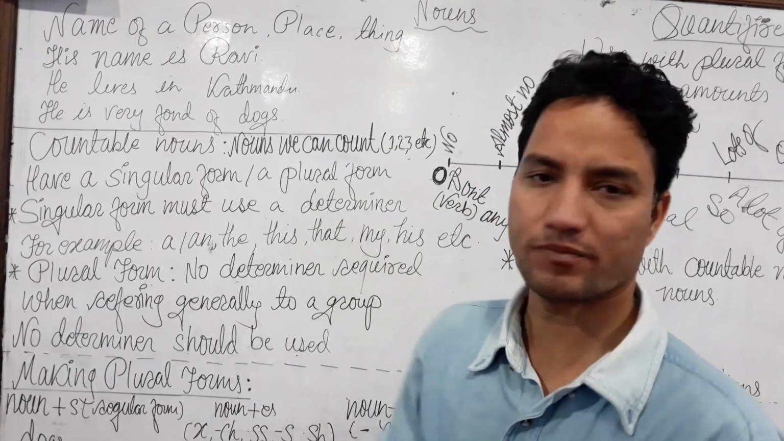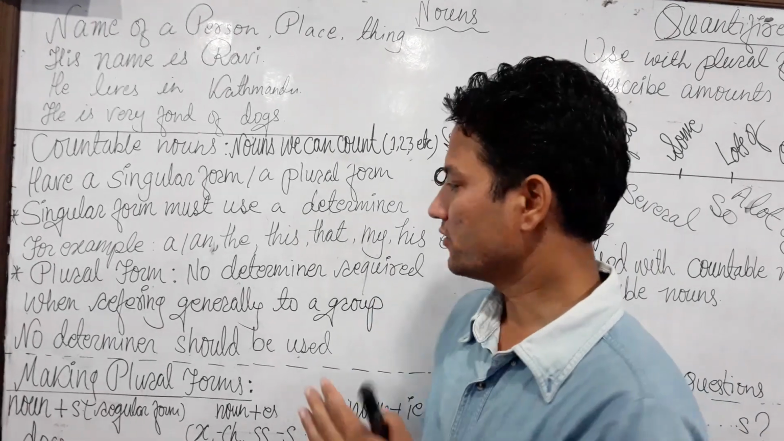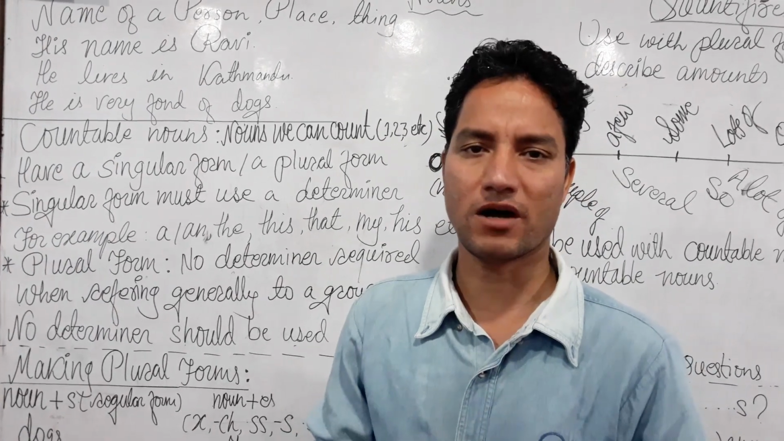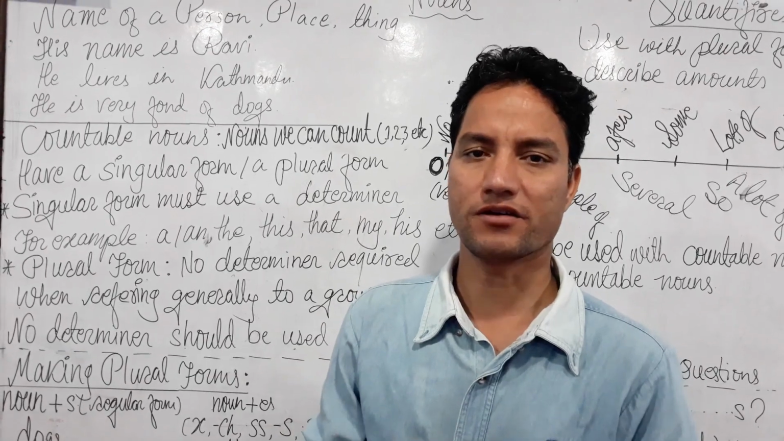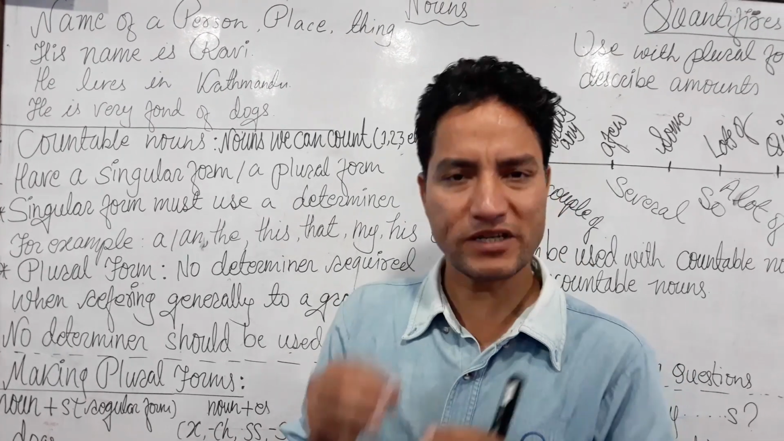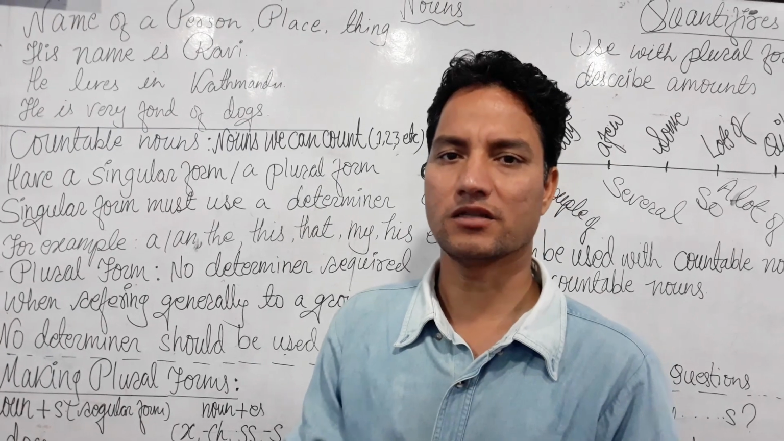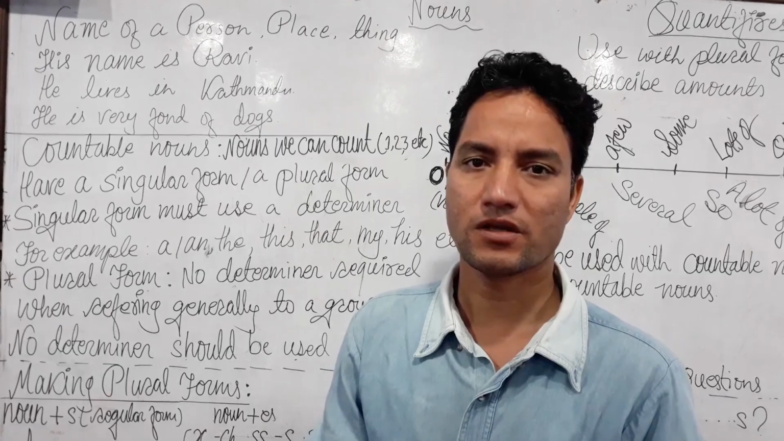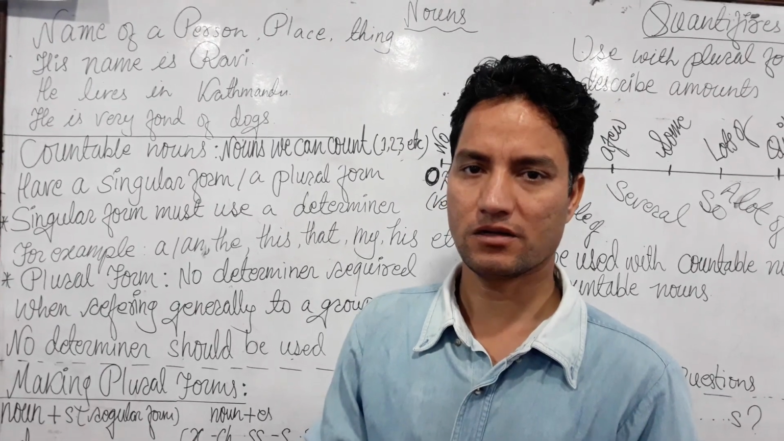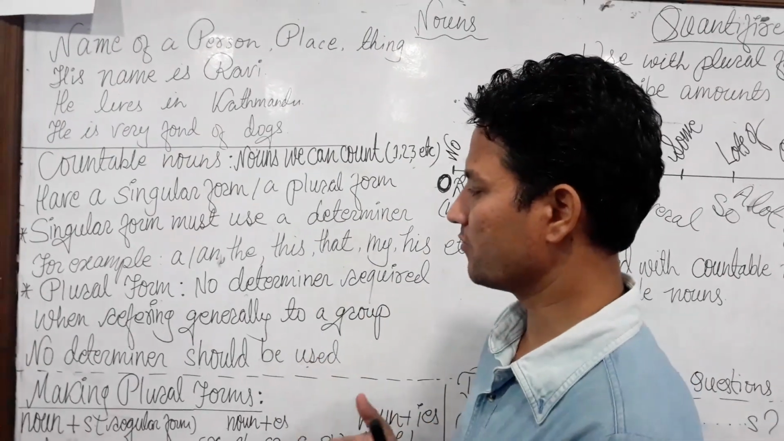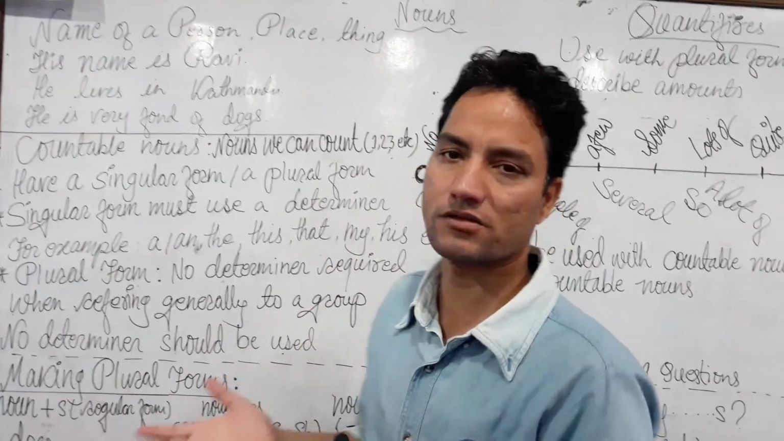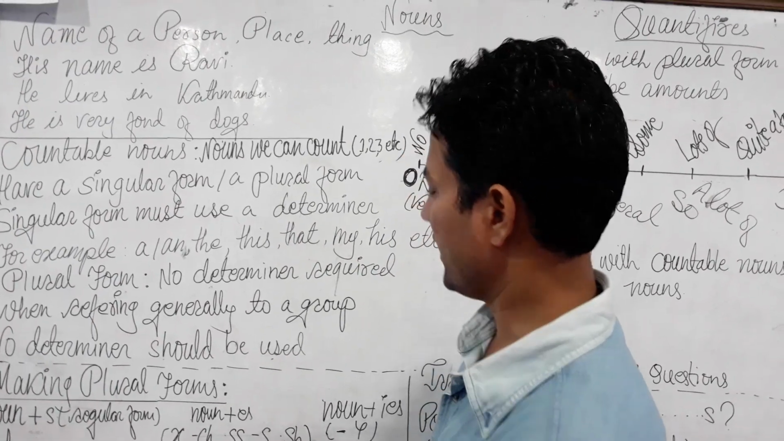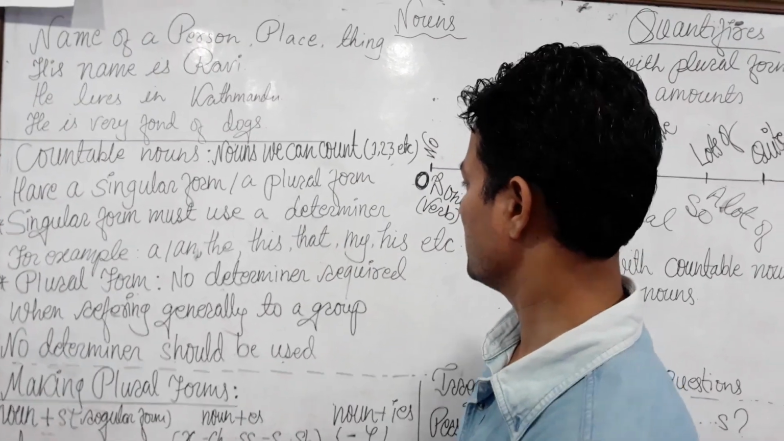Like that, in the plural forms of the noun, never use a determiner if you are talking about it in general. Alright? If you are specifying it, then only in the plural form, when you make a sentence, you have to use a determiner. Otherwise, if you are talking in a general sense, never use determiners like a, an, the.